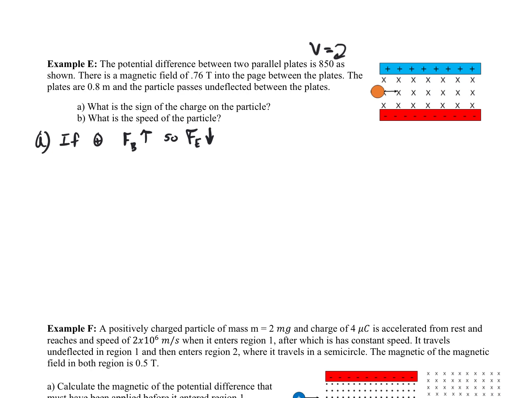Here's the problem. If it's negative, then what? F sub B would be what? Down. It would also work if we were that way. Exactly. So can we tell what the sign on the particle is? Apparently not. No, we can't tell that.